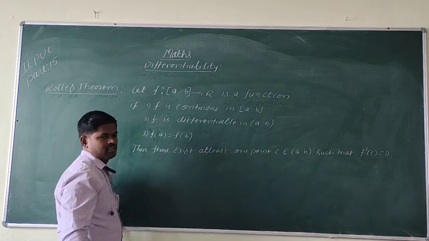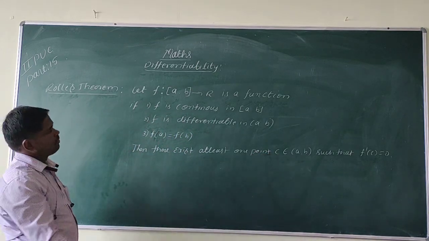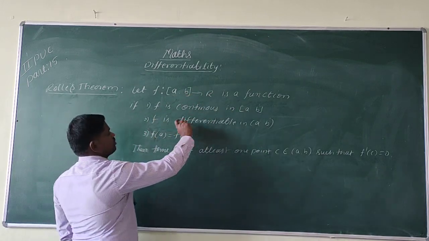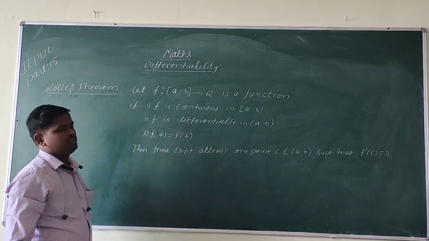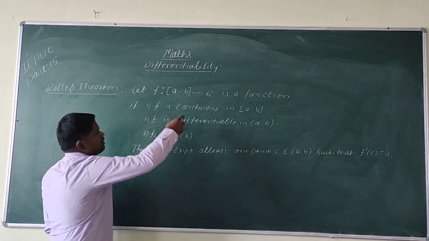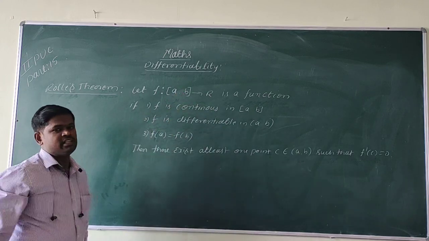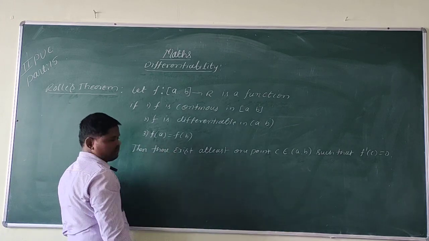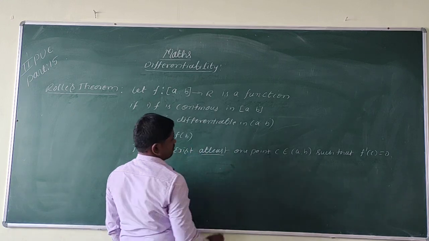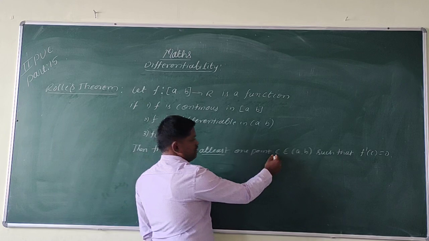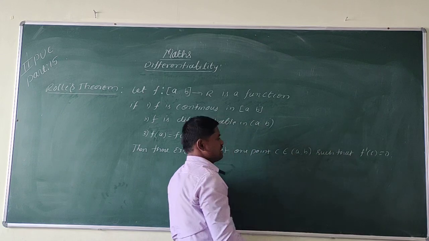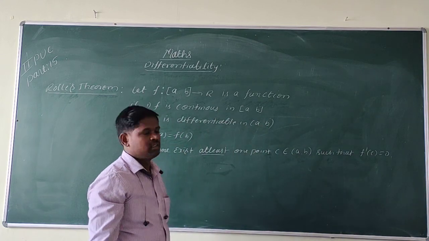What it states is, if f is a function from [a, b] to R, f is continuous in the closed interval [a, b], f is differentiable in the open interval (a, b), and f(a) is equal to f(b). Suppose the function satisfies these three conditions, then definitely there exists at least one point c in the interval (a, b) such that f'(c) is equal to 0. So this is the definition.